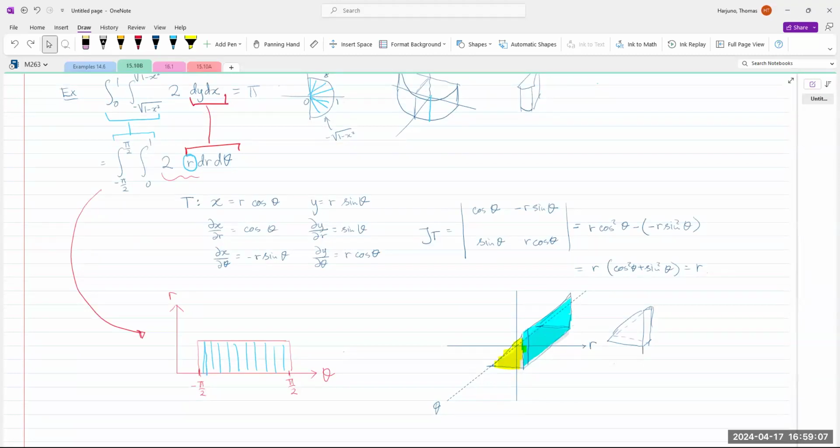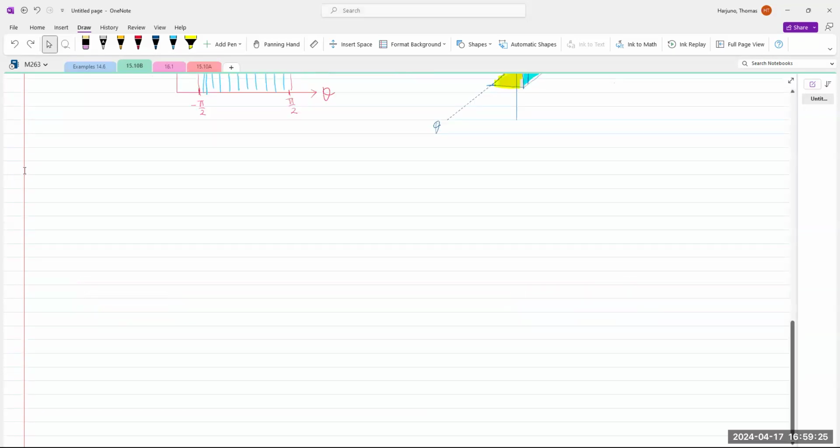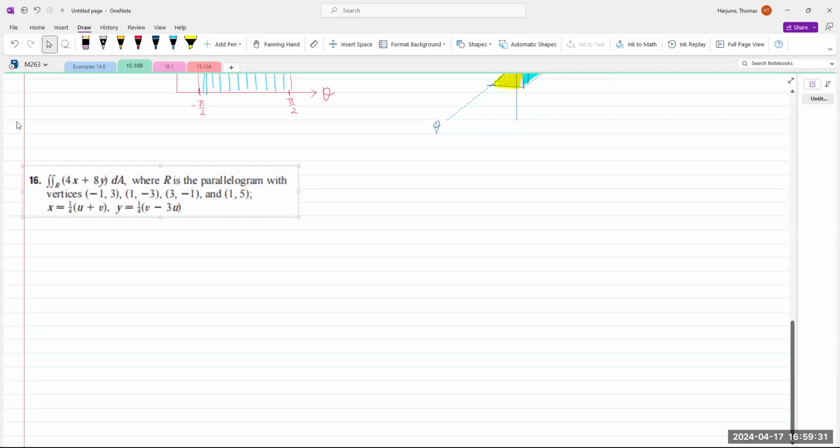What I'm about to do next is some problems from our textbook. Let's start with the ones where our textbook actually gives us the transformation. After that, I will try to explain another way why that transformation makes sense, or to be more precise, whether we have other alternative transformations. Let's start with number 16 in our textbook. We have this integral. The integrand seems to be simple. What is messed up here is the domain. The domain is a parallelogram.